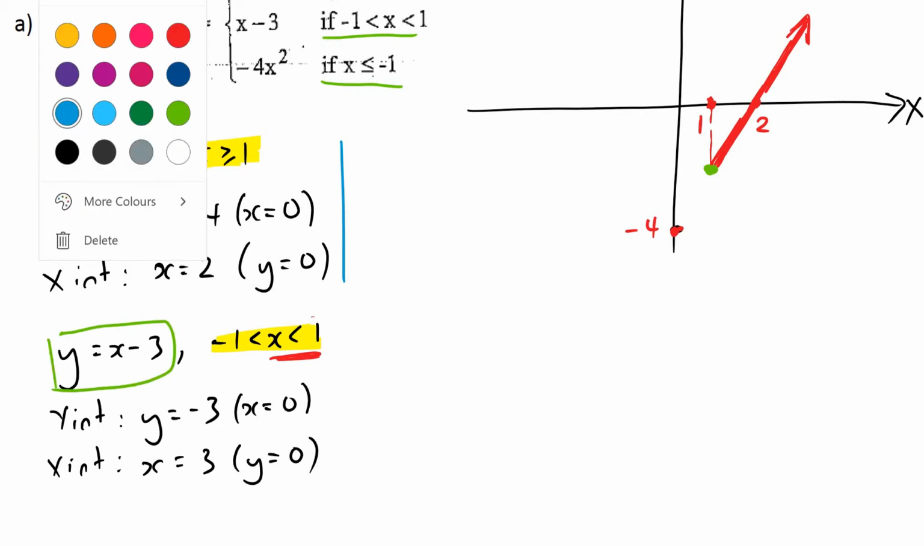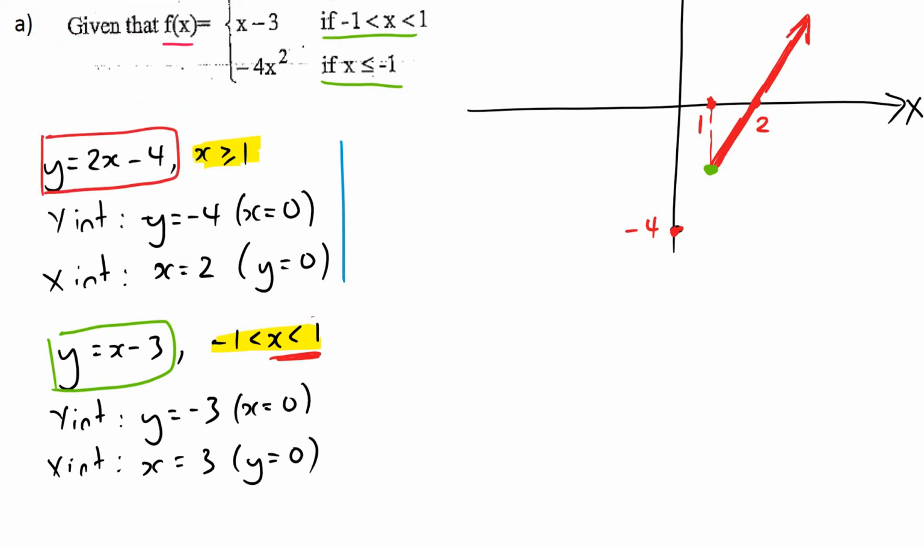So let's check out what's happening at the point of x equals 1. For the red graph, at x equals 1, the y value is 2 lots of 1 minus 4. All I've done is substitute 1 into that equation there. So then y is equal to minus 2. So what that's telling me is that this value is minus 2 at x equals 1, at that point.